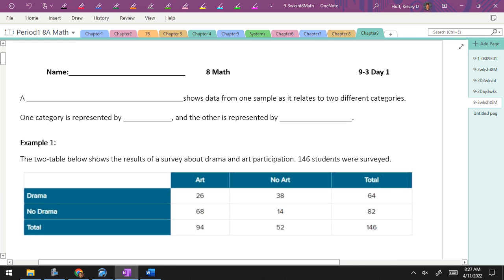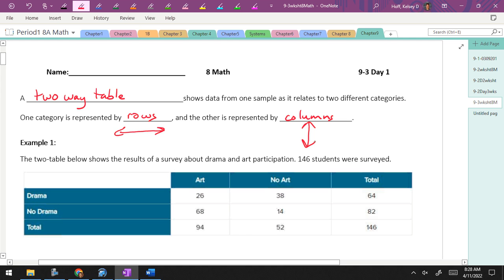So today we're going to deal with two-way tables. A two-way table shows data from one sample as it relates to two different categories. So it's like asking a group of people two questions. One category is represented by rows, and one is represented by columns. Now here's the important piece. Which way does a row run? Very good. Horizontally, and a column runs vertically. You have to know the difference in those.